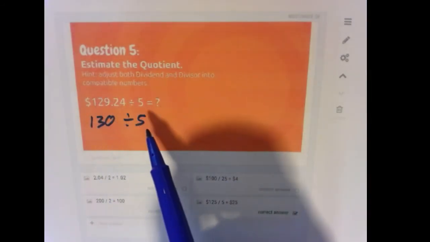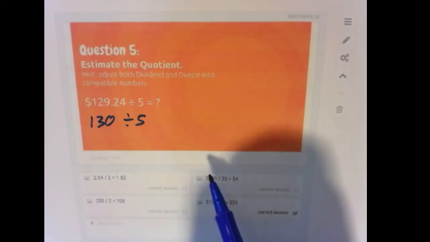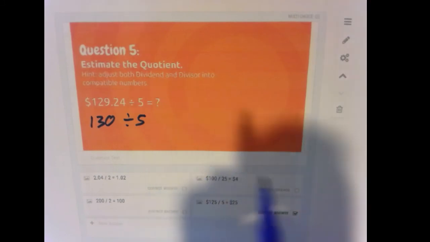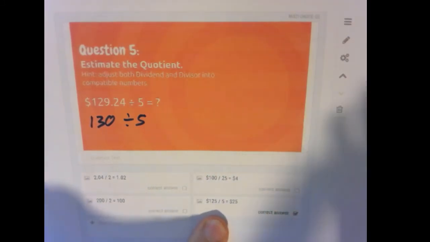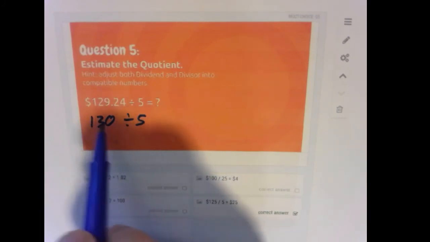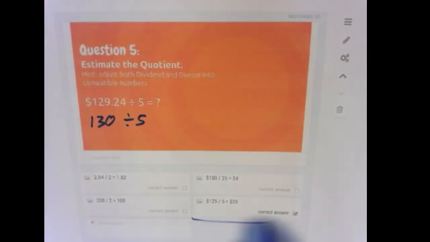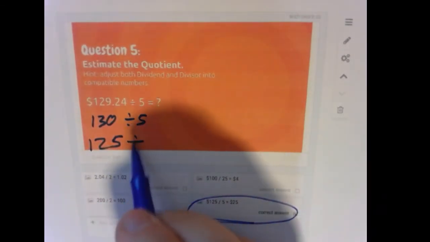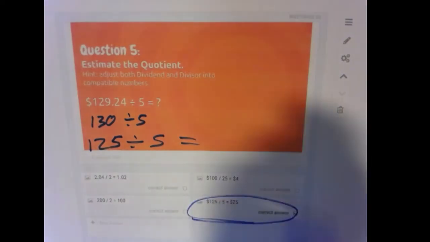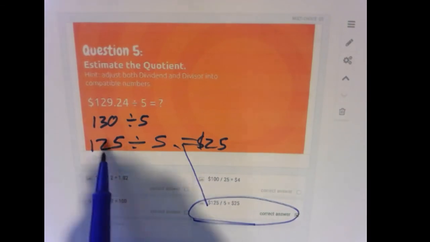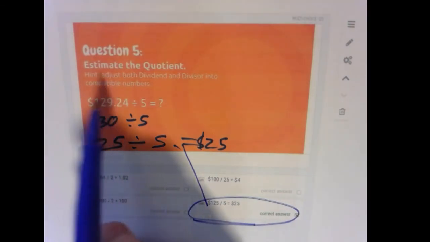The one that would make the most sense might be 130 divided by 5, but that's not one of the answer choices. 100 divided, that doesn't even make sense. So I think that would be the best choice, okay? Even though my first instinct might have been to go this way, the best choice is this one. 125 divided by 5 gives us $25, right? And 125 is still a pretty close estimate to 129.